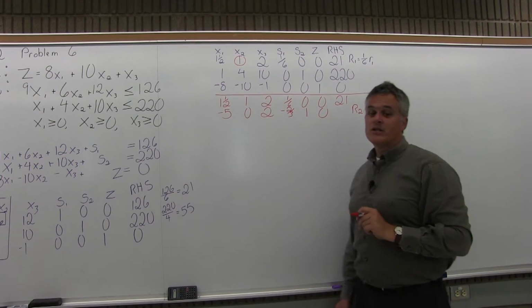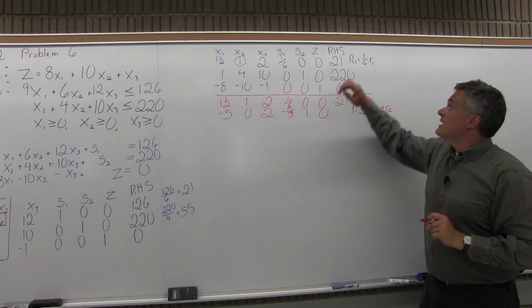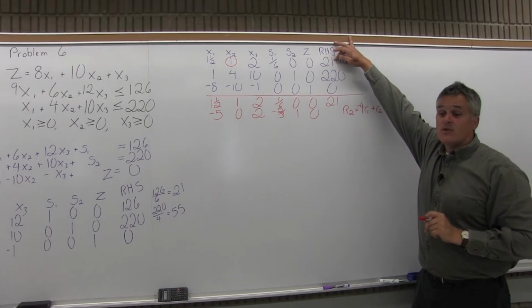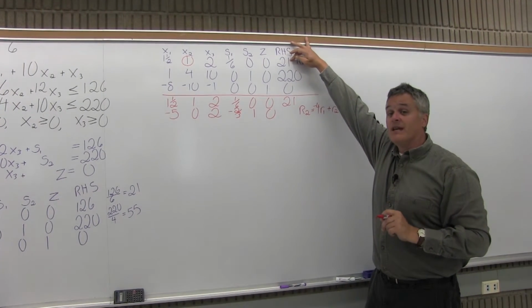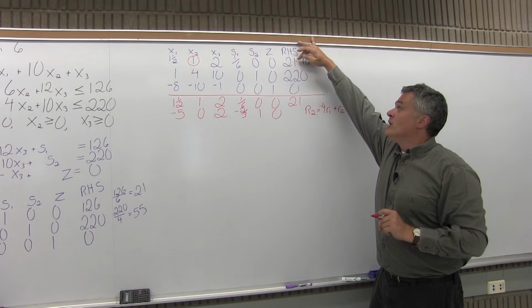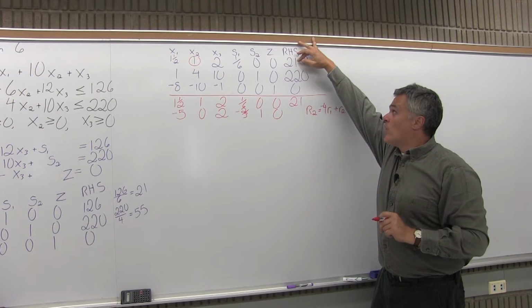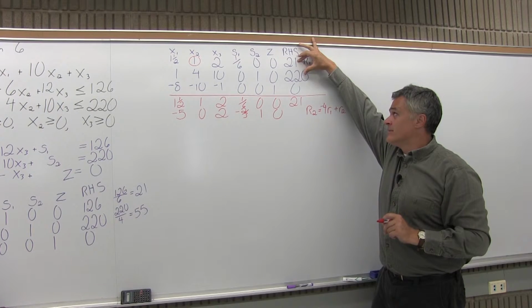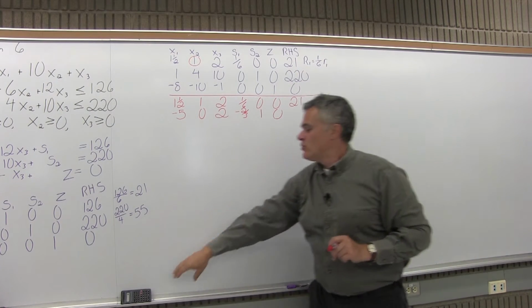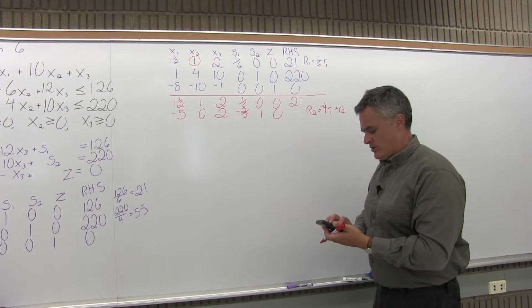And finally, in the RHS column, you're going to do -4 times row 1 is -4 times 21, which would give a -84. You're going to add -84 and +220. So I think that's 136. Let's try that.